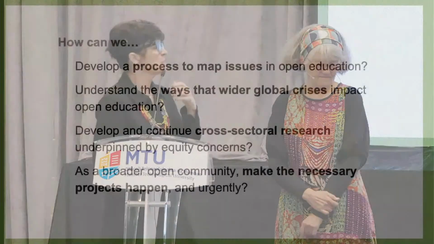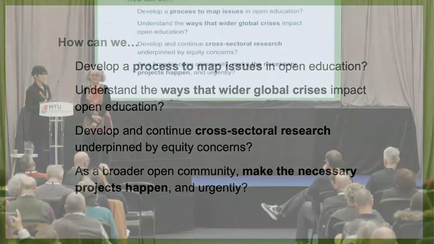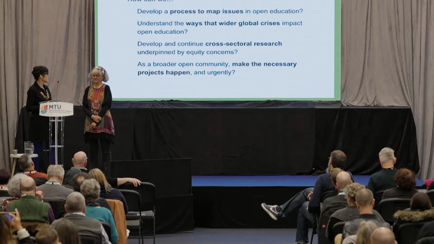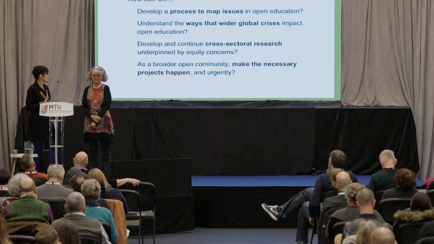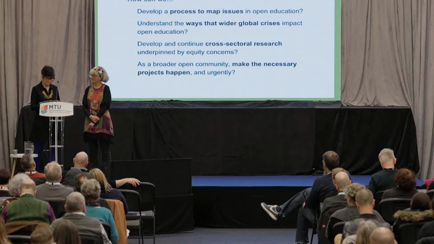in this time. So some questions that we have around naming and analyzing. Could we develop a process to map the issues in open education that could be collectively created and collectively shared and drawn from? How can we deeply understand the ways that these wider global crises impact open education and the work of open education? Can we develop and, in some senses, continue cross-sectoral research underpinned always by equity concerns? And as a broader open education community, can we make the necessary projects happen, and urgently?